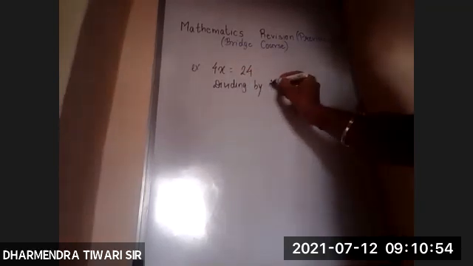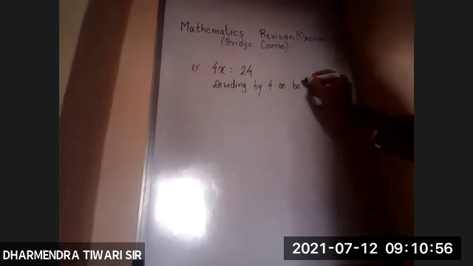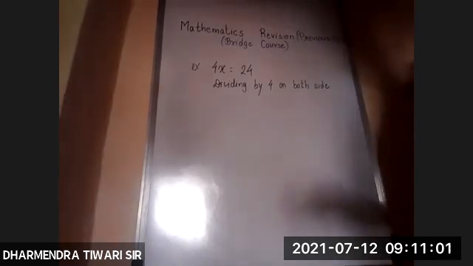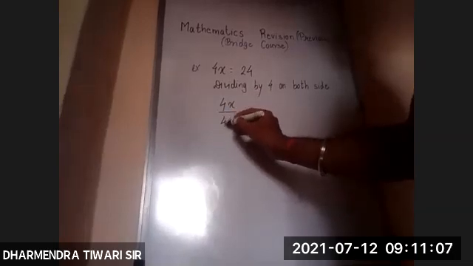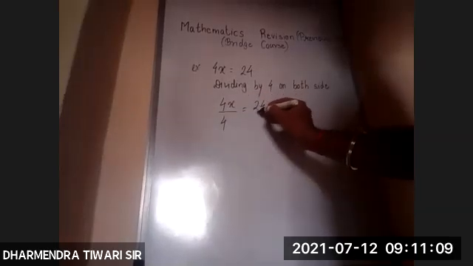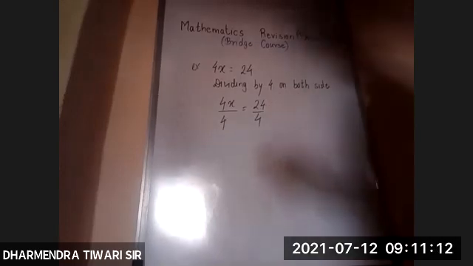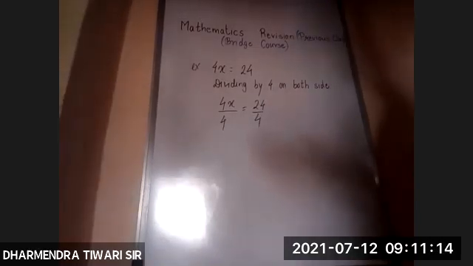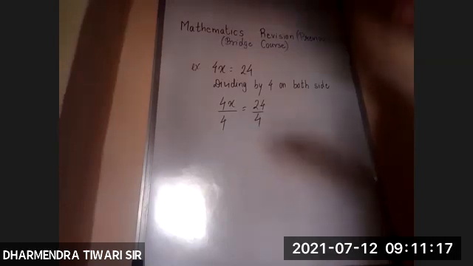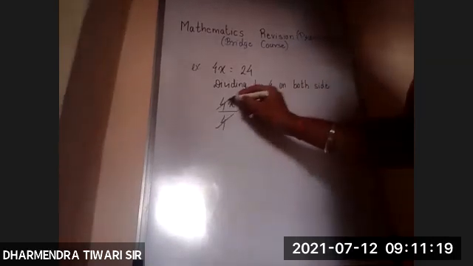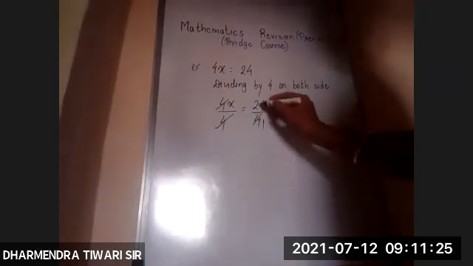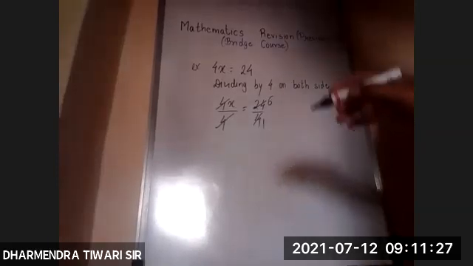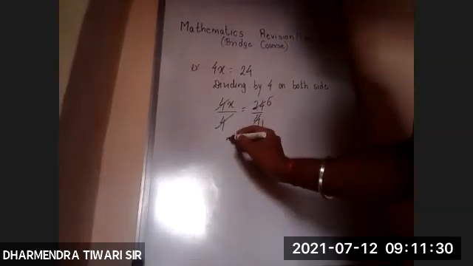Dividing by 4 on both sides, what do we get? We have 4x divided by 4 is equal to 24 divided by 4. So what do we need to do here? Cancel this 4. 4 upon 4, they get cancelled. 4 sixes are 24. So we got the value of x as 6.